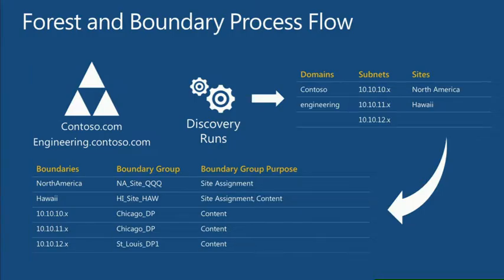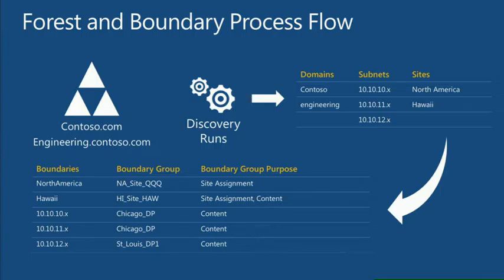Or you can see again in the Hawaii, they're used for both purposes. The same boundaries are used for site assignment as well as for content lookup. The cool thing is that you can have different boundary groups for different purposes. And you can see the top one and the bottom three are for two different purposes. We do not support overlapping boundaries in Configuration Manager 2007.